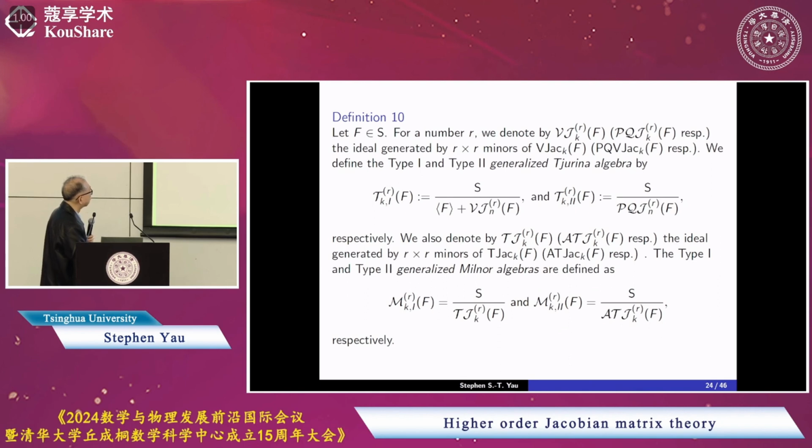So this is type 1, type 2. Similarly, you can define the generalized Milnor algebra. For the generalized Milnor algebra type 1, you take the R by R minors in this transformation Jacobian K F and take the quotient. Type 2 is where you take the R by R minors of this associated transformation Jacobian K F and take the quotient by that. So all this involves the high order derivative.